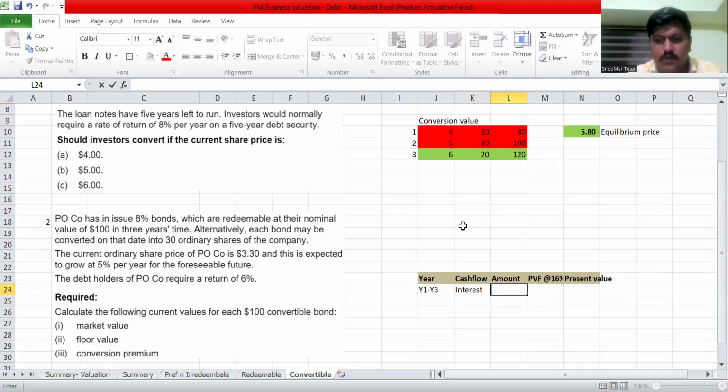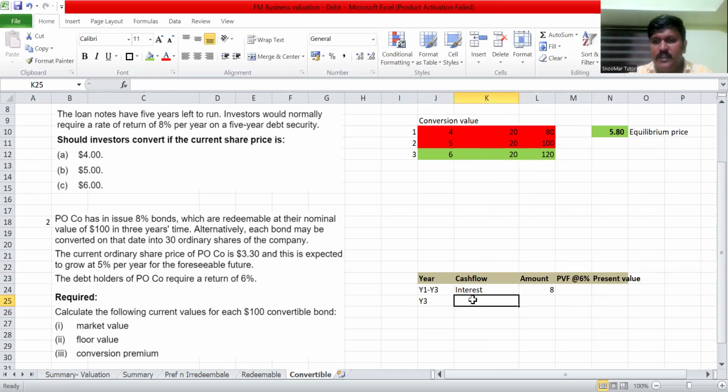So assuming 100 would be the value, into 8% would be your interest, that is 8 again. And the present value factor you need to consider at what percentage? Not at 8%. You would be using the required rate of a straight debt, that is 6%, to calculate the present value. Now at year 3 we need to consider what cash flow is coming up here. Either this is redemption value or conversion value. This we need to consider.